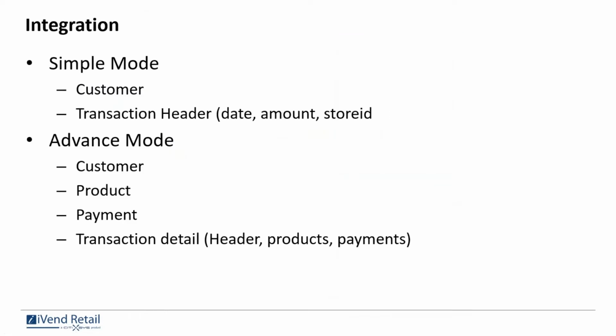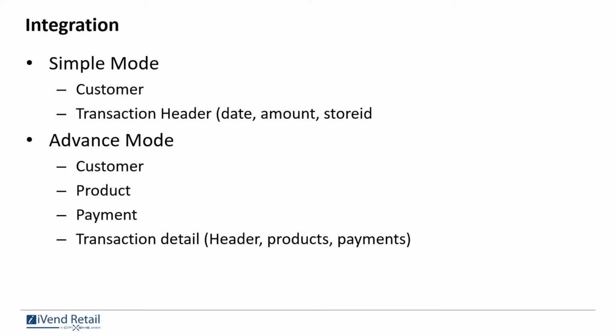Okay, and then we zoom into the detail of how we do the integration, and I separate it here into two modes. I said it's a simple mode. In the simple mode, we have only customer information. Yes, of course, we need to send the customer information from the third party into the iVend Loyalty. Okay, and the second is the transaction, but in the transaction here we have only the header information.